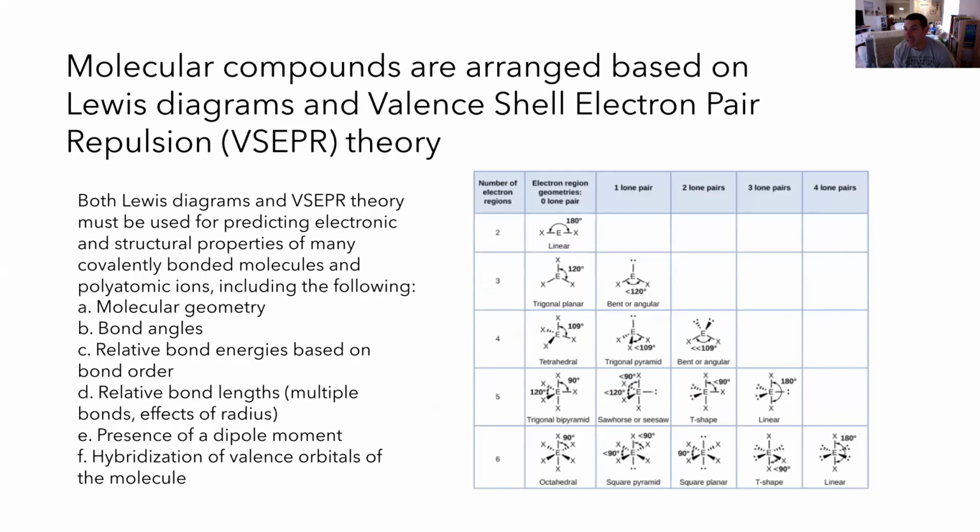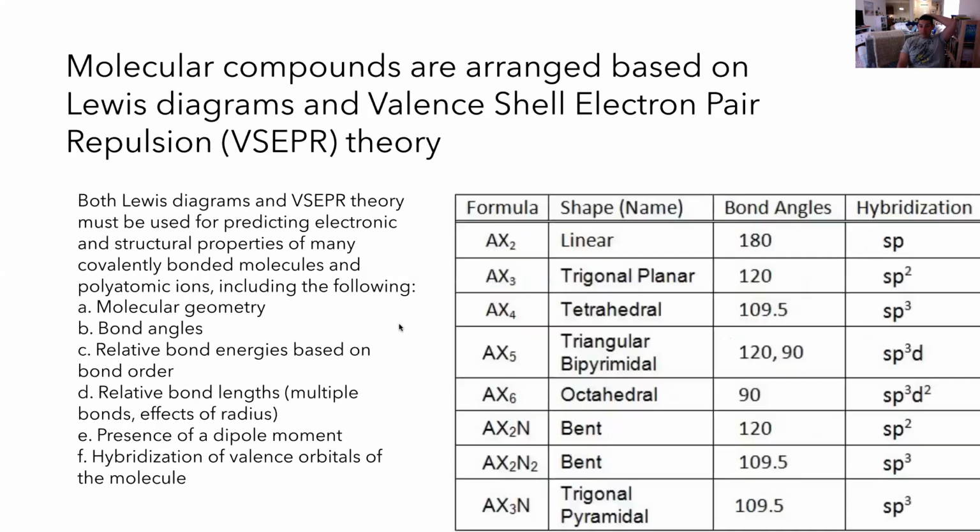We've done AX, AX2, AX3, AX4, X representing a bonded group. We can do AX3E, where E represents the lone pairs. So we've been through these charts. They explain the shape, the angles, all of that good stuff. All right. The VSEPR theory helps us predict the molecular geometry. It helps us predict the bond angles.